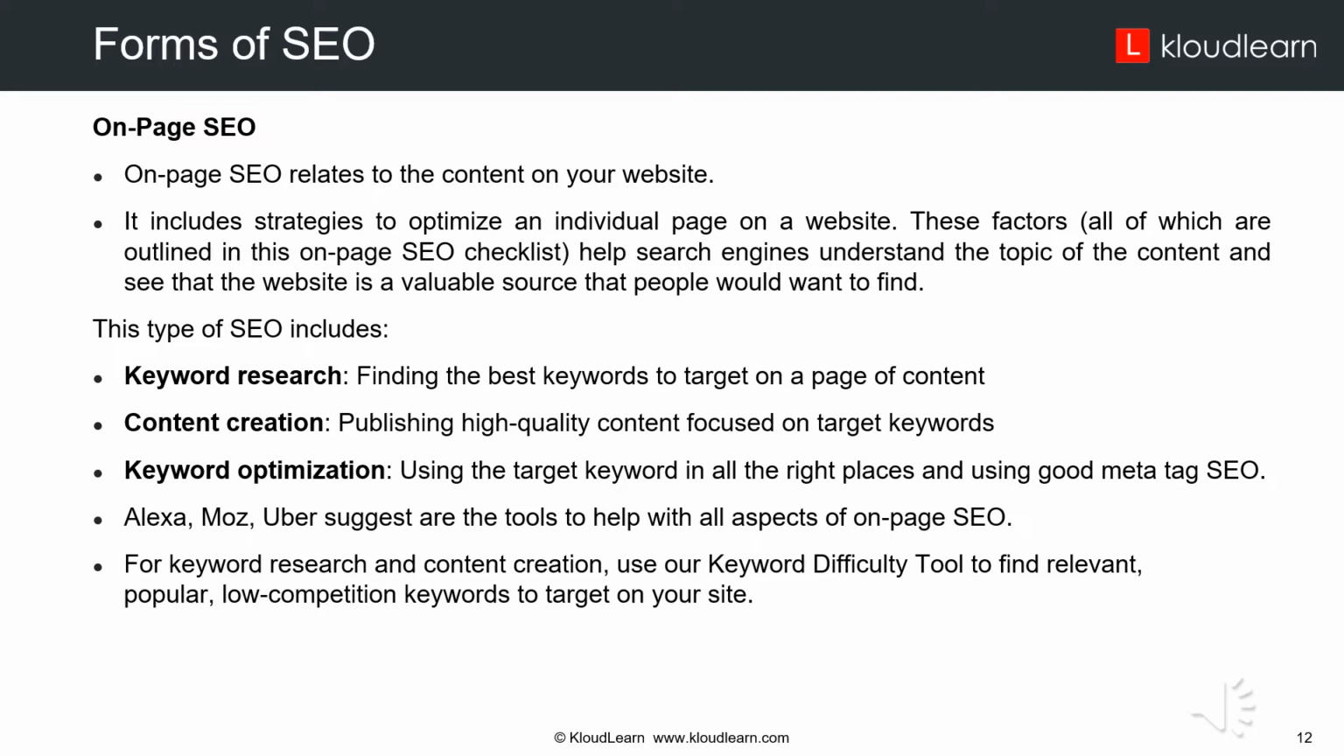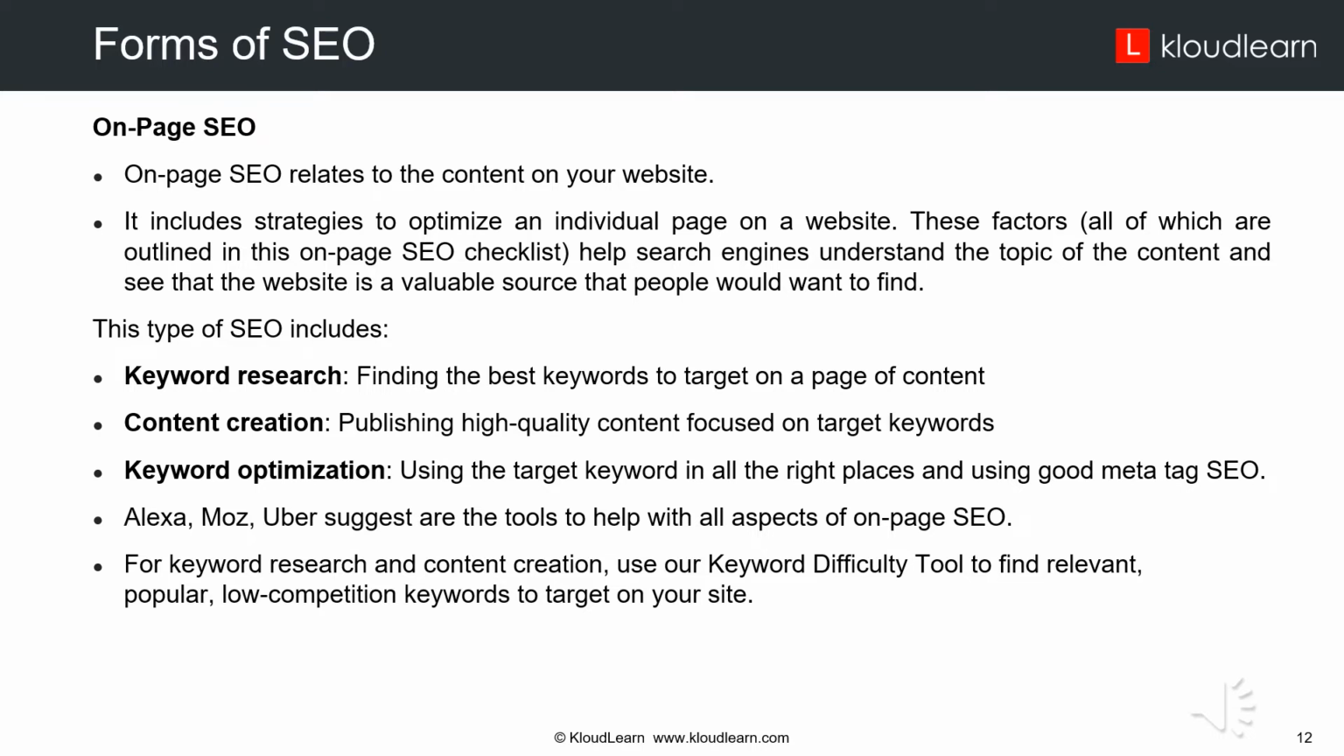This type of SEO includes keyword research, finding the best keywords to target on a page of content. Content creation, publishing high quality content focused on targeted keywords. Keyword optimization, using the target keyword in all the right places and using good meta tag SEO.